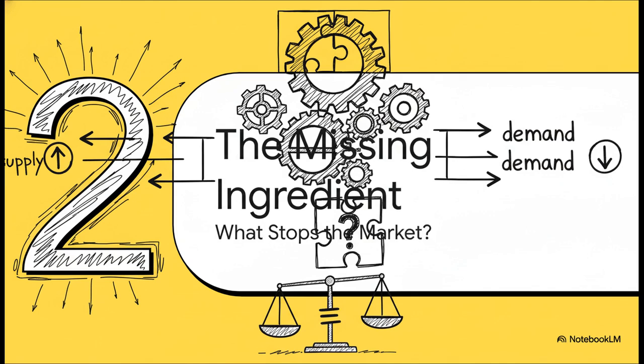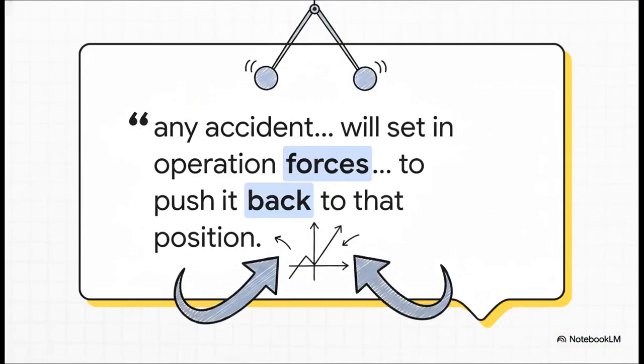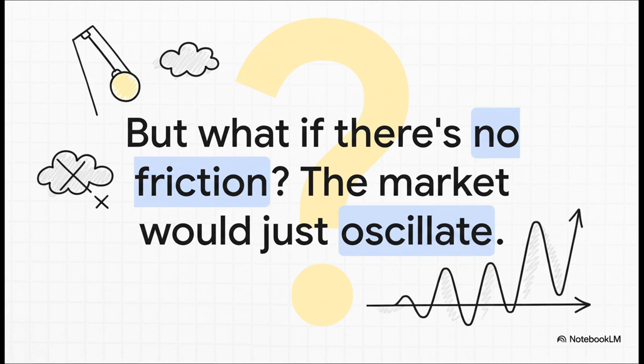And that brings us to this huge, missing piece of the puzzle that the classic model just completely ignores. What's the mechanism that actually balances these forces and brings the whole market to a grinding halt? Well, the famous economist Alfred Marshall pictured it like a pendulum. He argued that if the price gets knocked away from that sweet spot, these restoring forces will always push it back to the center. And that sounds pretty logical, right? But here's the major flaw in that analogy. Think about a pendulum in a vacuum, with absolutely no friction, no air resistance. It would just swing back and forth forever. It would never actually stop.